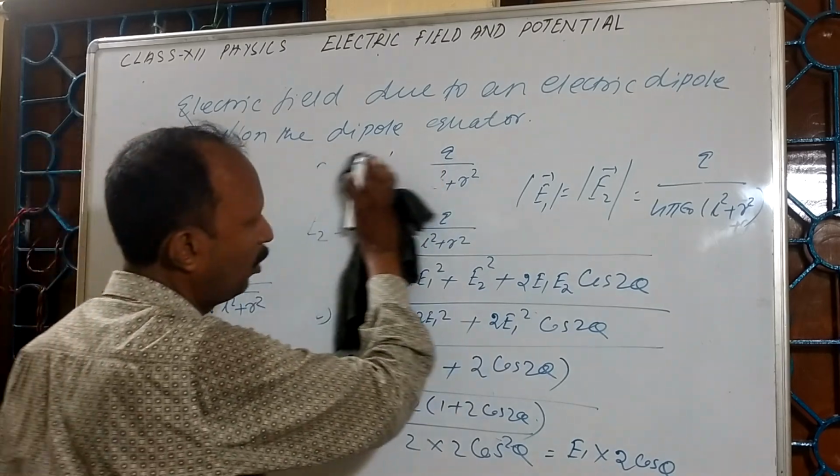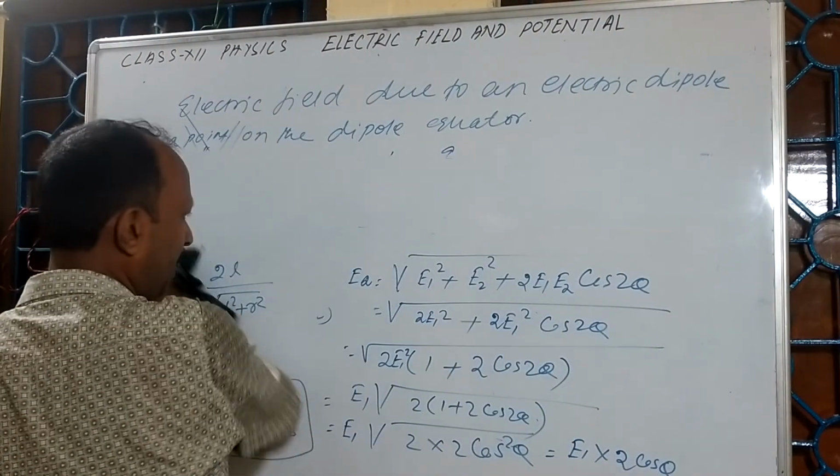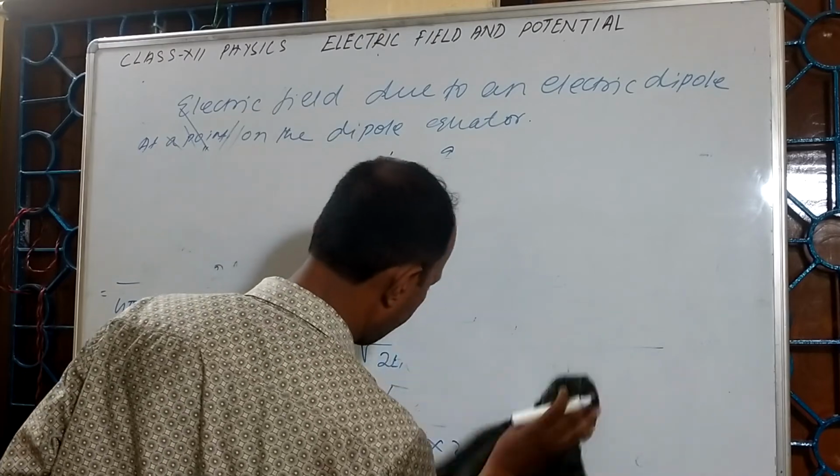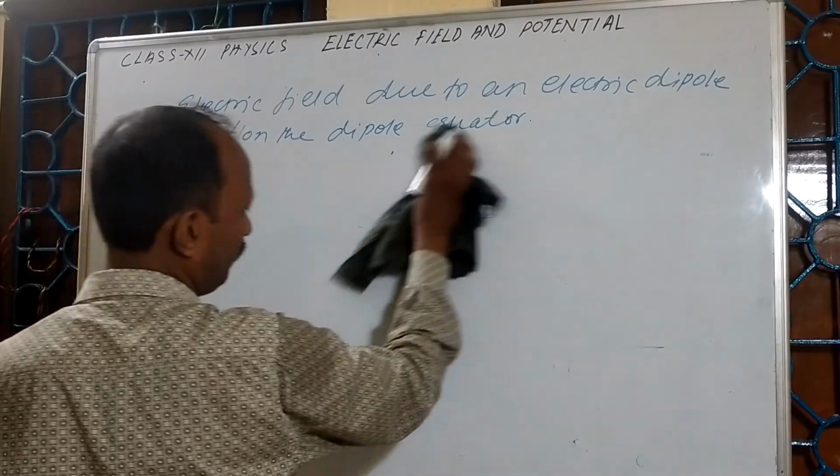So this is the electric field at the point Q. This is about the electric dipole. I hope that you might have understood this concept perfectly.